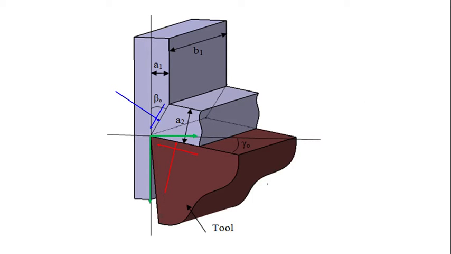So this is the 3D schematic of the chip formation process. During chip formation, there would be a friction force F, and there would be a force N, which would be working at the chip-tool interface. These are the forces which are acting on the chip. This is the work material which is coming down in this direction with cutting velocity. This is the chip which is moving in this direction with Vf velocity.